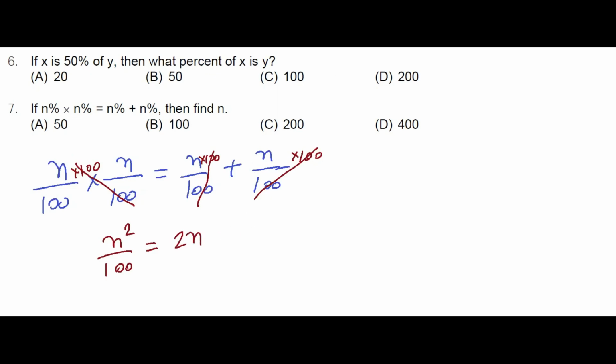Okay, now here I can cancel 1n here, 1n here. Then ultimately what I'll do? I will do cross multiply. This 100 will come up. So it will become 100 into 2. That is nothing but 200. So 200 is the answer.